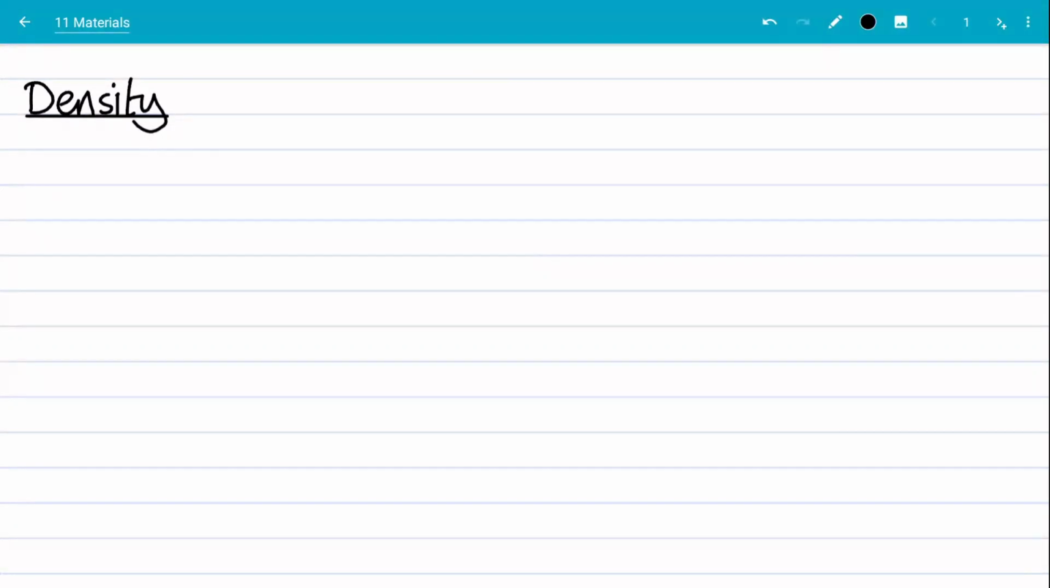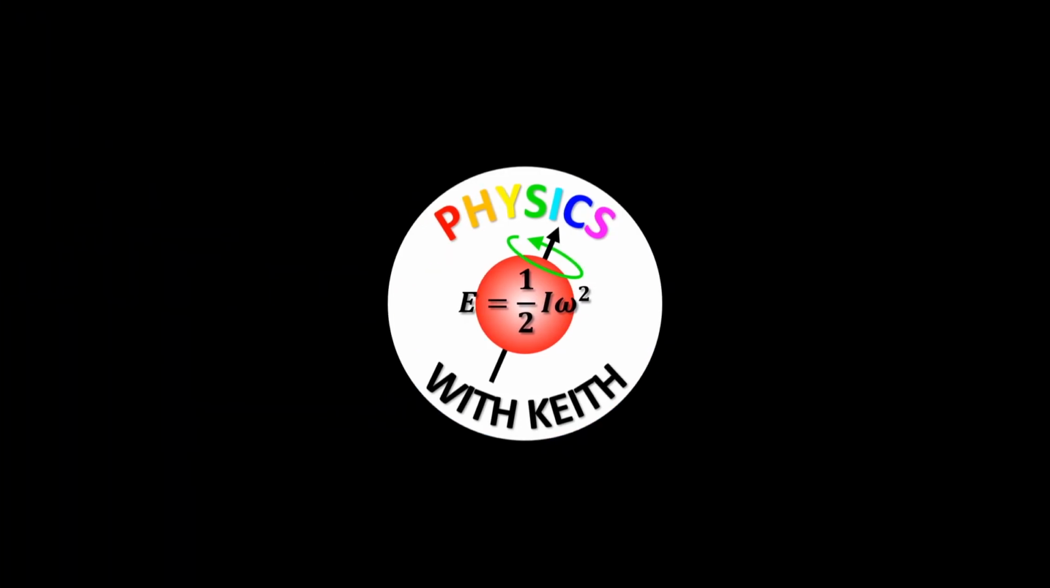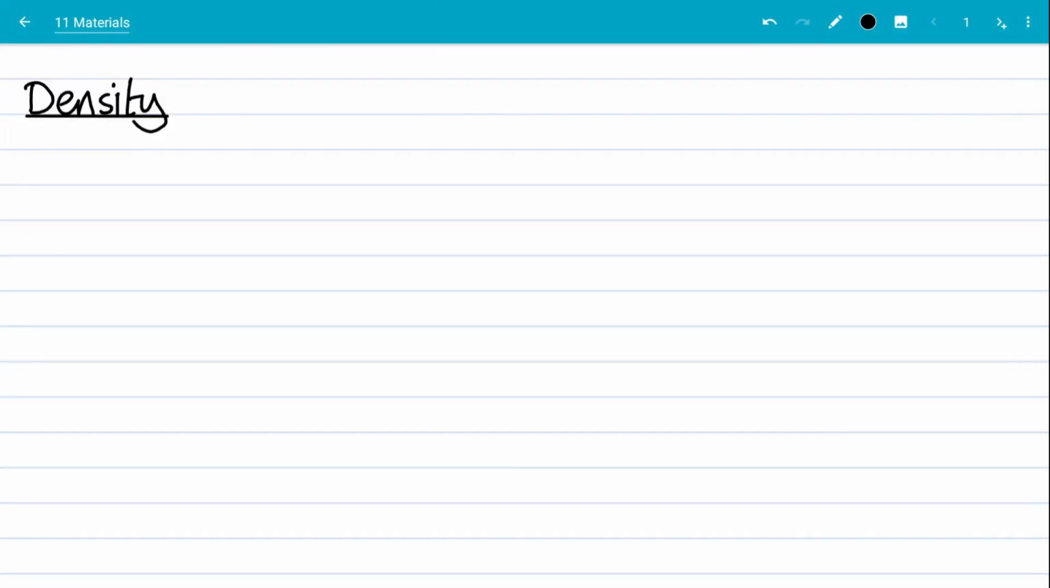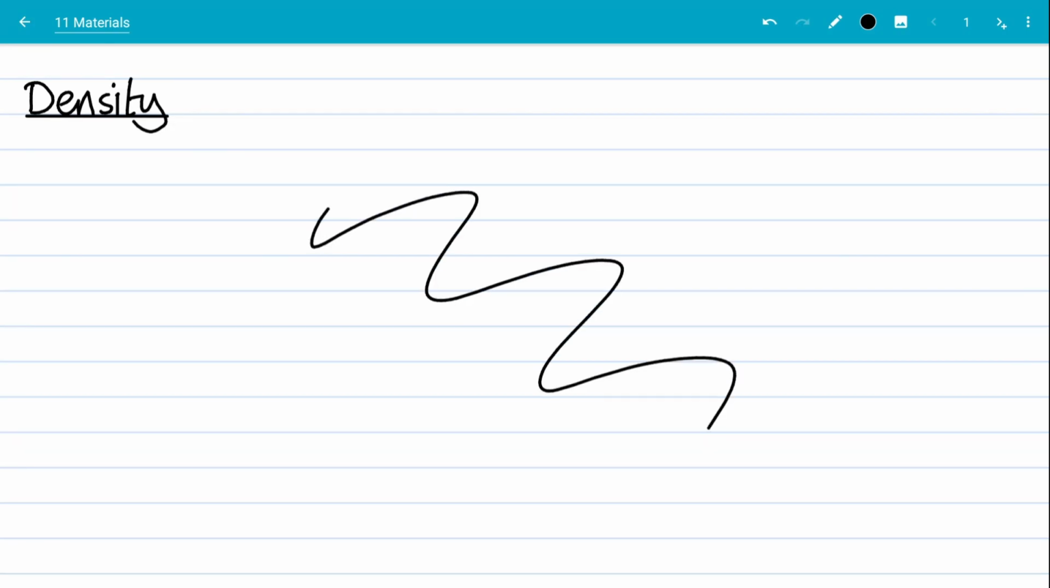This is lesson 60 of our no-nonsense A-level physics lessons, all about density. So just a reminder, when I say no nonsense, I'm talking about whiteboard physics. It is just me and a pen writing on the screen. That's all I'm doing, and talking at the same time. Now, why am I doing it like this?